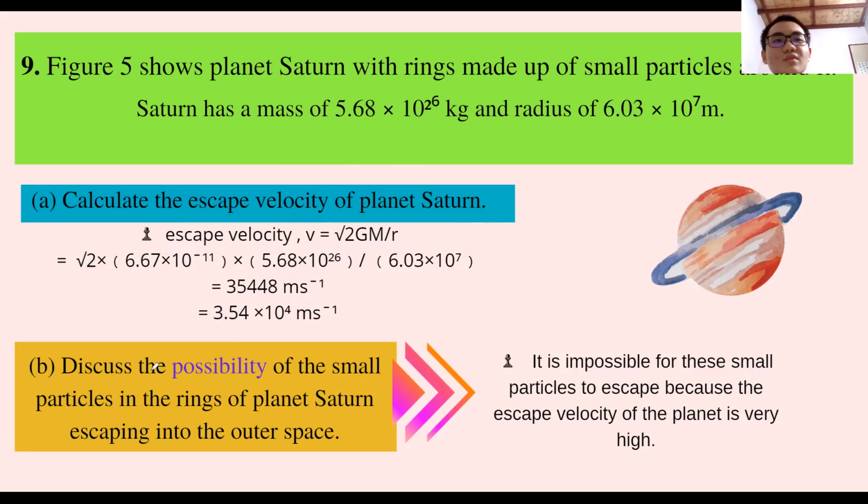B. Discuss the possibility of the small particles in the rings of planet Saturn escaping into the outer space. Is this possible? It's impossible for these small particles to escape because the escape velocity of the planet is very high. It's even higher than our Earth, right? Earth is only around 1.12 times 10 to the power of 4.